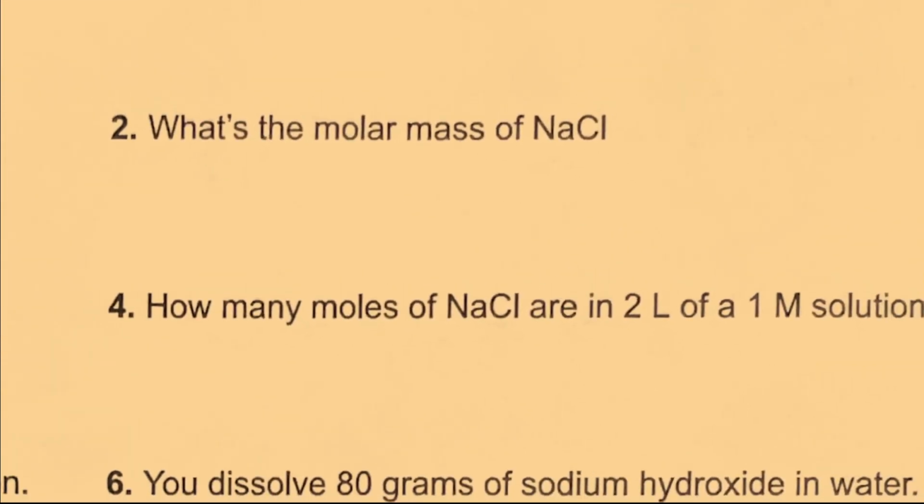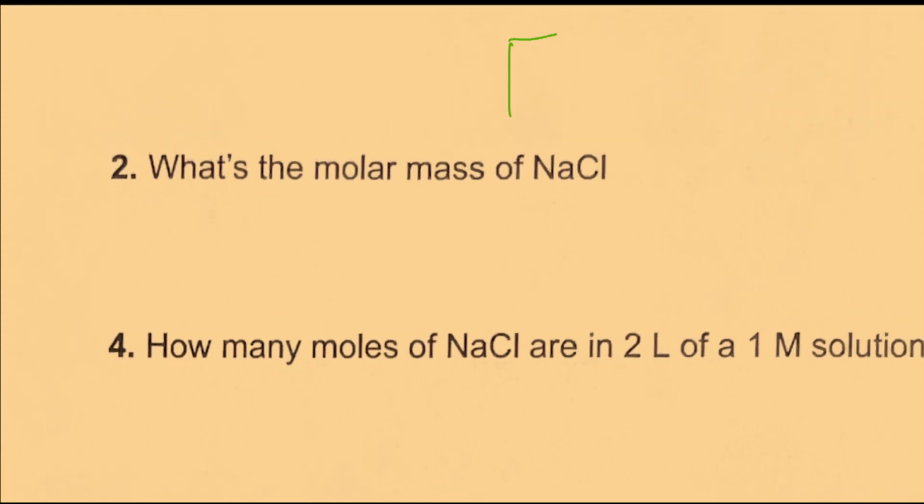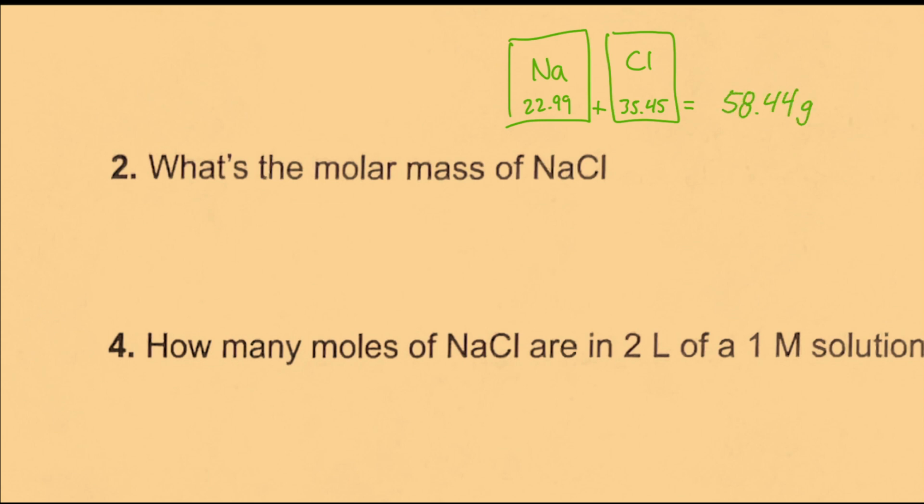Number 2, what is the molar mass of sodium chloride? If you're thinking, this isn't really a molarity problem, that's right. It's just straight molar mass. So we use the periodic table, find the atomic weights of sodium and of chlorine, and add those together. This is 22.99 for sodium and 35.45 for chlorine. When we add those two numbers up, we get 58.44, and our unit for molar mass is grams per mole. So the answer is 58.44 grams per mole.